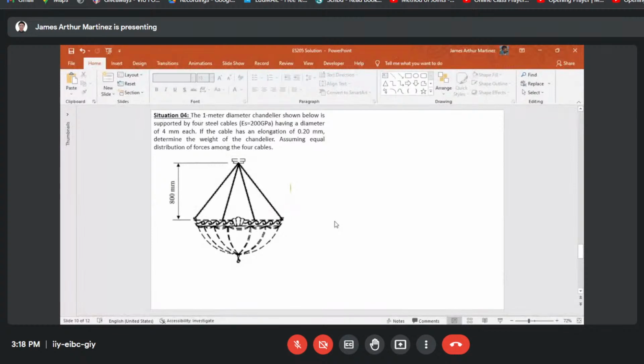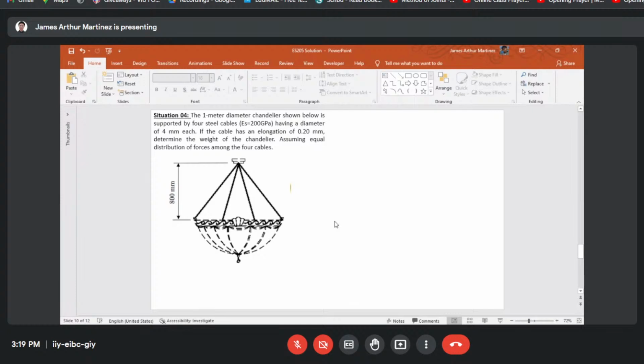Okay. So we have here the 1 meter diameter chandelier shown below supported by 4 steel cables. The modulus of elasticity of the steel is given, which is 200 gigapascal, and the diameter of the steel cables is 4 millimeters each. If the cable has an elongation of 0.20 millimeters, determine the weight of the chandelier, assuming equal distribution of forces among the 4 cables.